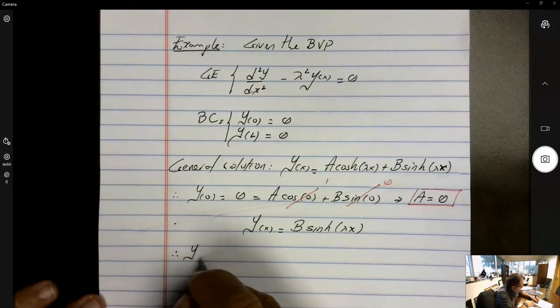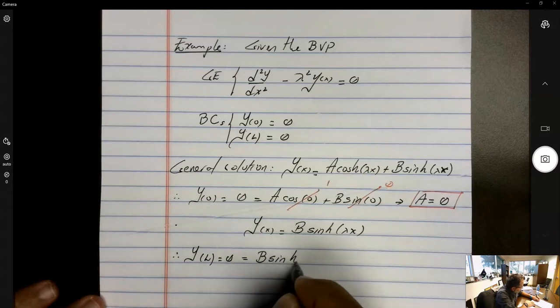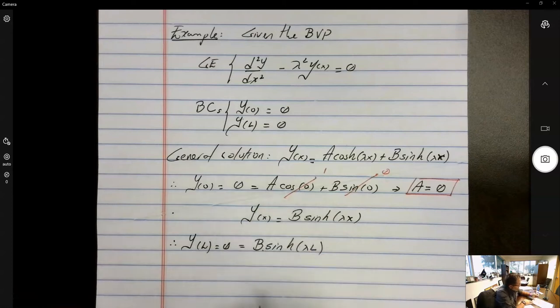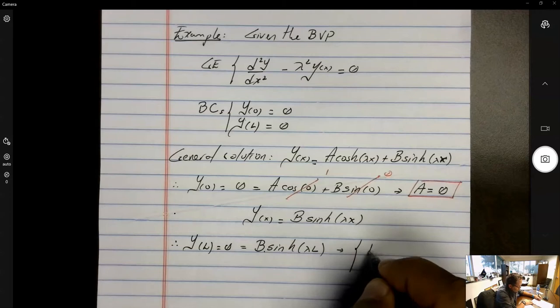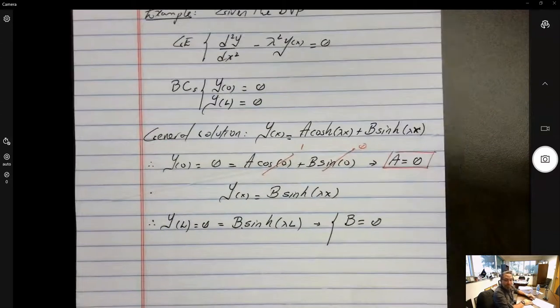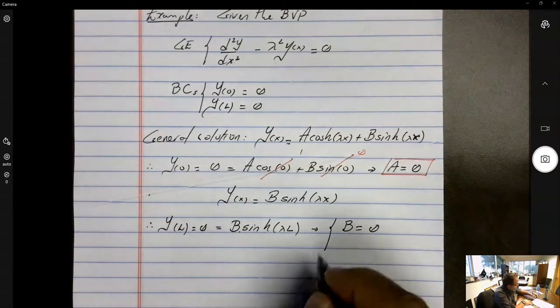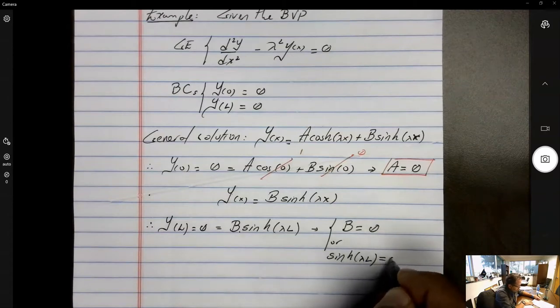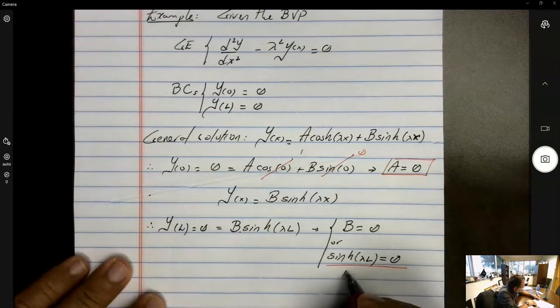And the second boundary condition, y at L is equal to 0, basically says that b times the sine hyperbolic of lambda L should be equal to 0. So again, we have a product. That product has to be equal to 0. And therefore you have one of two choices. Either b is equal to 0, which we know will lead to a trivial solution, because now both a and b are equal to 0, or the sine hyperbolic of lambda L is equal to 0. So when is the sine hyperbolic of lambda L equal to 0? Well, try to look it up. This is not possible.